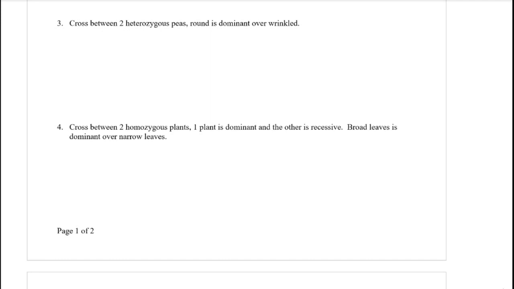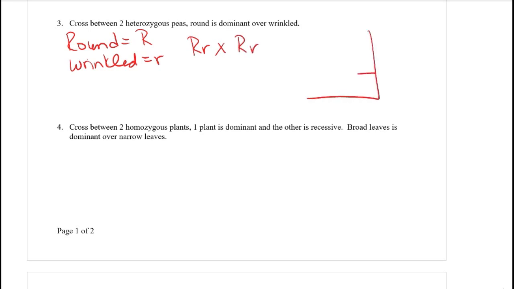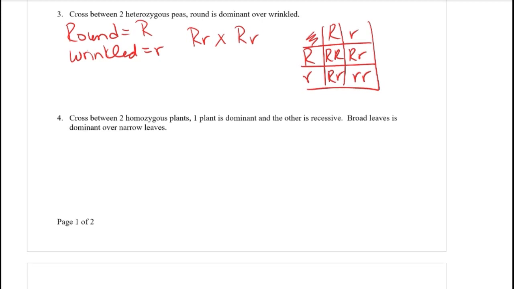Number 3, cross 2 heterozygous peas. Round is dominant over wrinkled, so I've got round, wrinkled. We'll use R's again. So round is dominant over wrinkled. 2 heterozygous plants, so that means that both parents have one uppercase and lowercase r. My Punnett square. That's homozygous dominant, heterozygous, heterozygous, homozygous recessive.